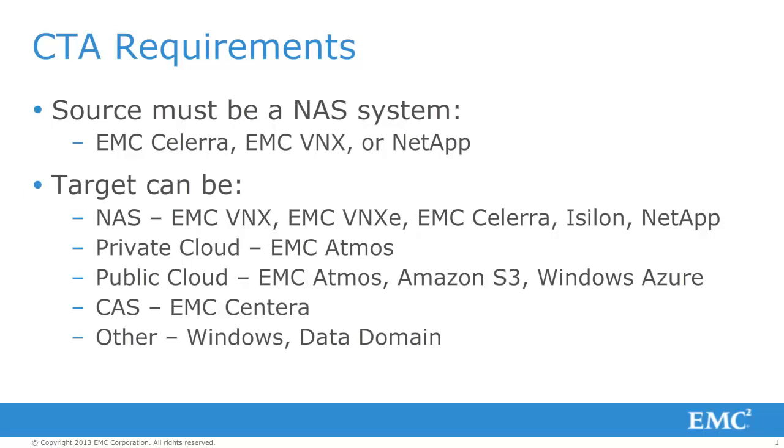To run a task in CTA, the source must be a NAS system, for example, EMC Celerra, VNX, or NetApp arrays. The target can be a NAS system, private or public cloud, EMC Centera, Windows, or Data Domain system.